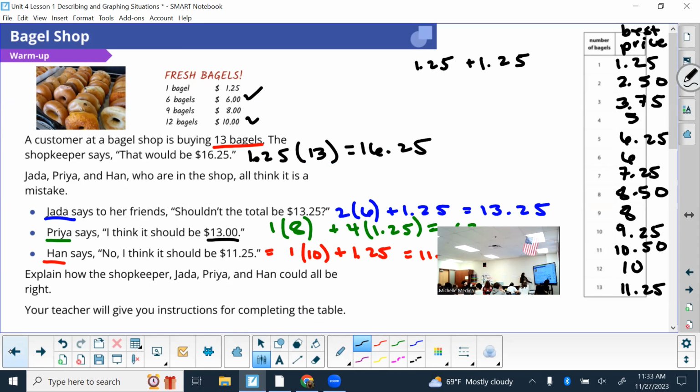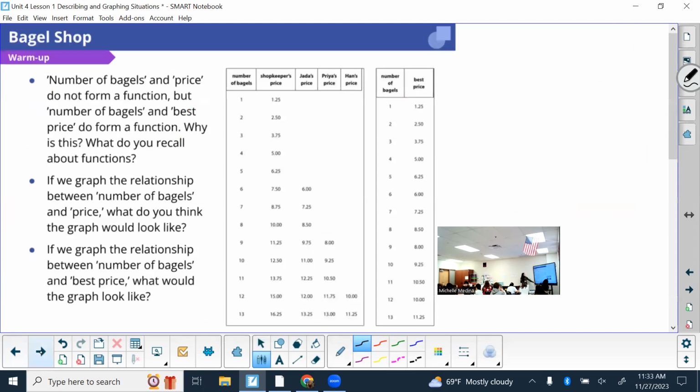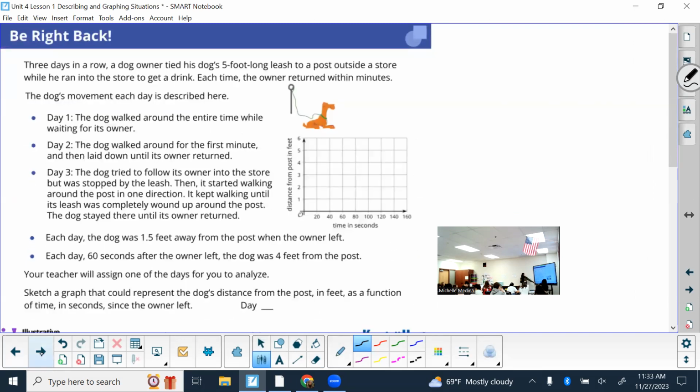Okay, so consider that. We'll do more with the dog activity tomorrow, but let's just read it a little bit. So if we had more time, we would make all these graphs ourselves. You'll see them tomorrow. But the situation: 3 days in a row, a dog owner tied his dog's 5-foot long leash to a post outside a store while he ran into the store to get a drink. Each time the owner returned within minutes. Here's the movement described for each day. Let's just look at day one.